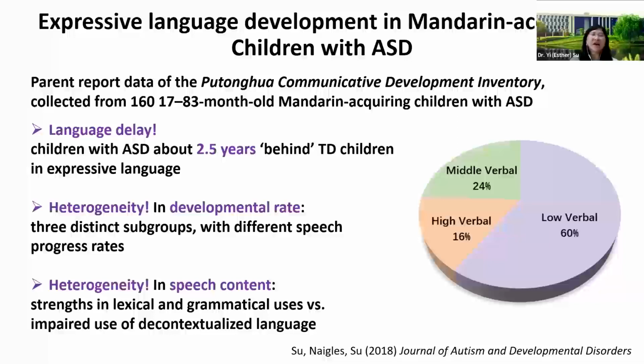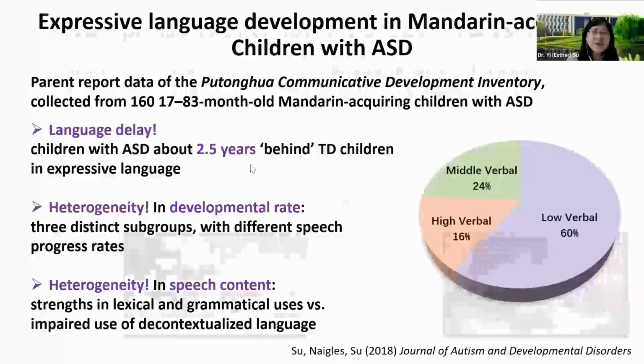Some of them have strengths in lexical and grammatical use, but most of them have problems with the use of decontextualized language. And we think that is an early sign of their lack of usage of pragmatic knowledge to communicate about what's going on outside the current situation.